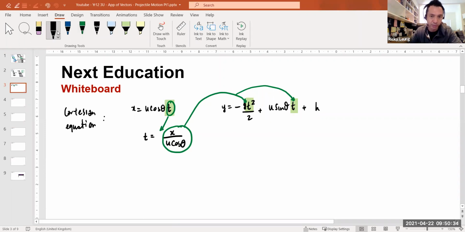It looks a bit nasty when you sub it in, but it does clean up quite well. Well, I'll say quite well, it's still pretty nasty, but you'll get what you want.